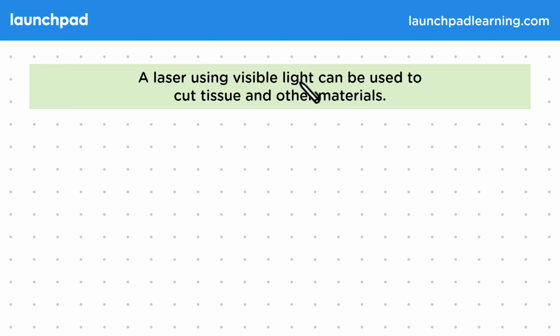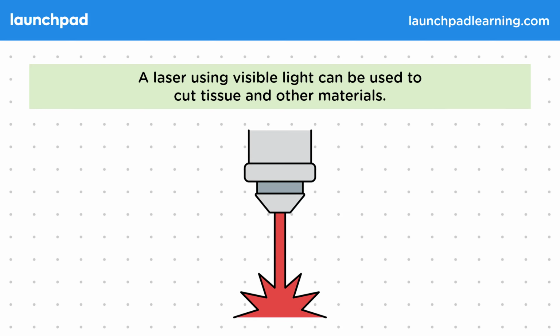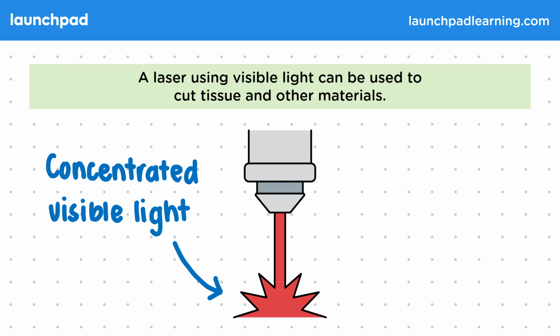A laser using visible light can be used to cut tissue and other materials. Here's an example of a laser, which is a beam of visible light sent through multiple lenses so it becomes very concentrated. The beam will be extremely hot and able to quickly and cleanly cut through many different materials. A laser like this has a lot of applications in industry and surgery.